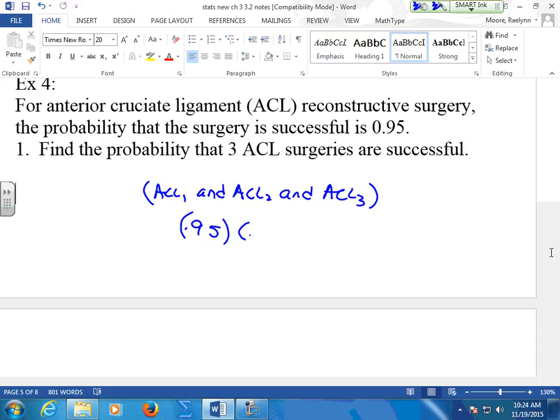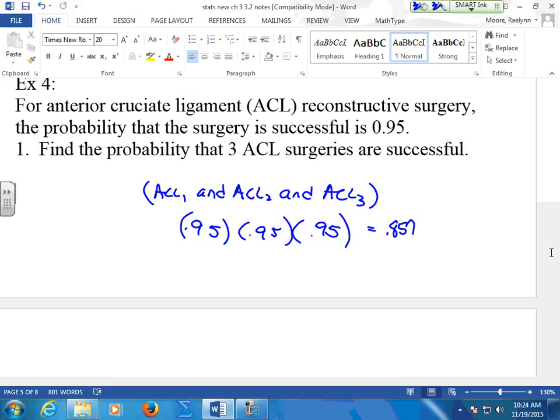And that number should be a pretty good size number because the success rate is good. Because who would want to do the surgery if the success rate was poor? You certainly better not go to that doctor. Okay, so if you multiply them all together, you get about 86% probability that all 3 will be successful. That's a nice probability that all 3 will be successful.